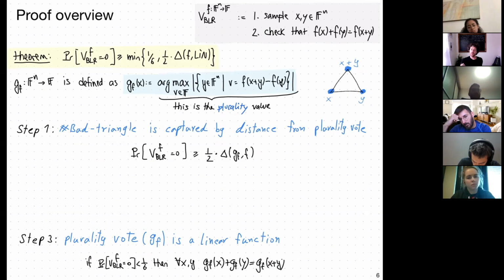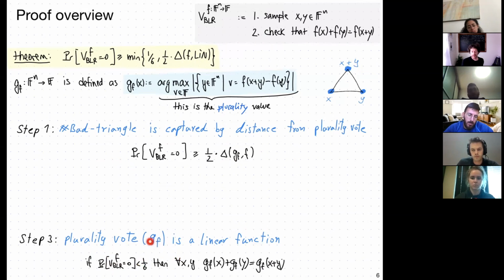First, we know that the rejection probability of our algorithm is pretty much the distance of f from g of f, which we defined from the plurality vote. And we also know now that the plurality vote is a linear function. And so the distance is exactly that. We get this annoying factor of 1/6 because we need it for this condition to hold. Otherwise, we have a problem here.